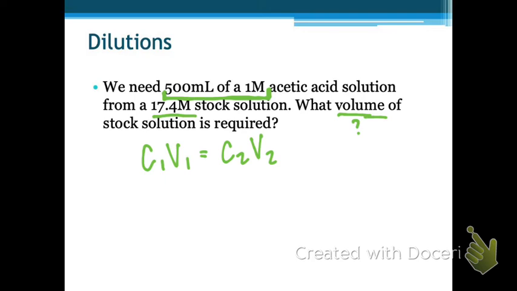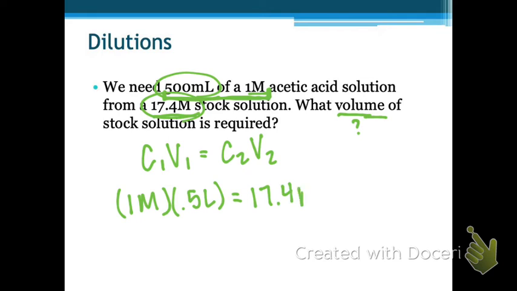I'm just going to write it out the way it's written, okay? So I need 500 milliliters of a 1 molar solution. I do want to go ahead and convert that to liters, okay? So 1 molar is my concentration, 0.5 liters is my volume. What's the concentration, the other concentration I'm given?